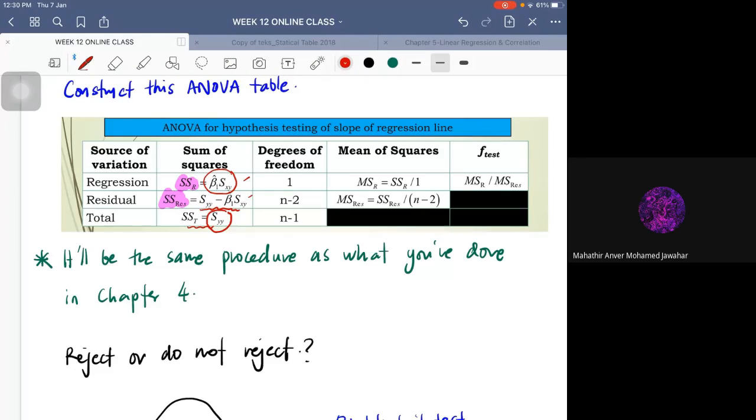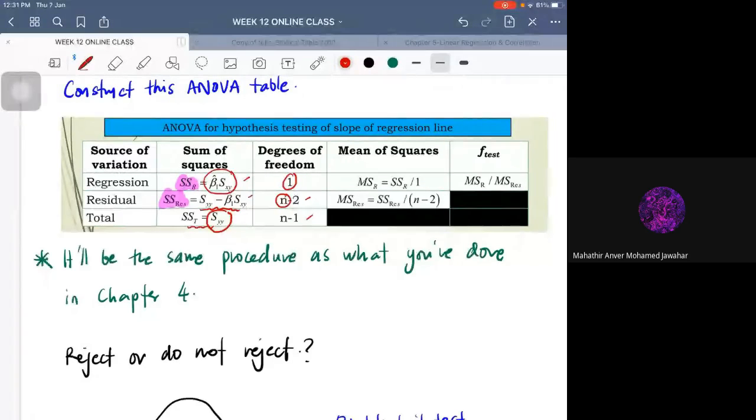All you have to do is find Syy and put it there. So that is going to be your sum square of total. And then in terms of the degree of freedom, this is fixed. So the regression degree of freedom is always going to be 1. It's not going to be any other value. The residual is counted by n minus 2. So you know what n is, n is going to be our sample size. And for the total, degree of freedom is given by n minus 1.